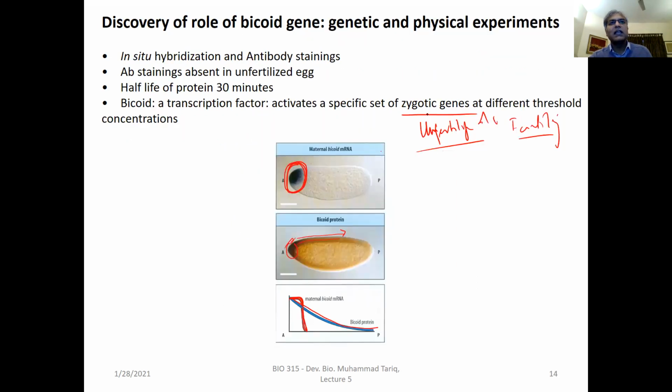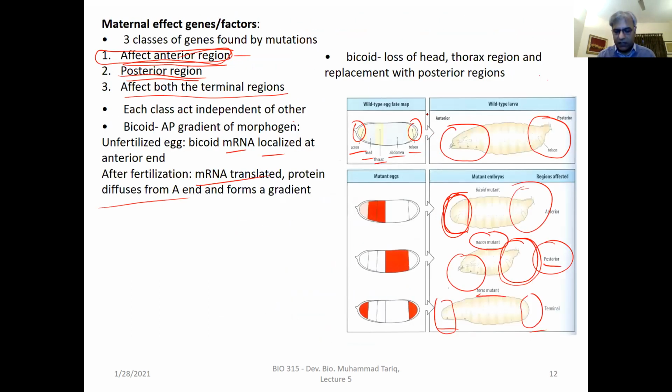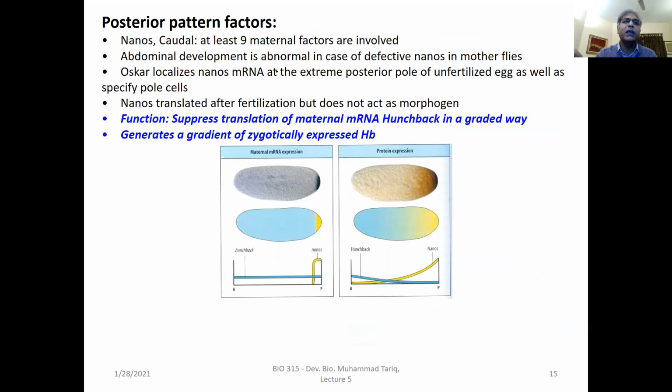Now, after bicoid, they turned towards the posterior region genes. What is special in posterior region genes? Similar to bicoid, they discovered a very special class of genes, at least 9 different factors. Some of them are, for example, nanos, caudal, Oskar, etc., which are deposited on the posterior side in the oocyte. And after fertilization, their messenger RNAs get translated. And they somehow counteract the effect of bicoid from the anterior side.